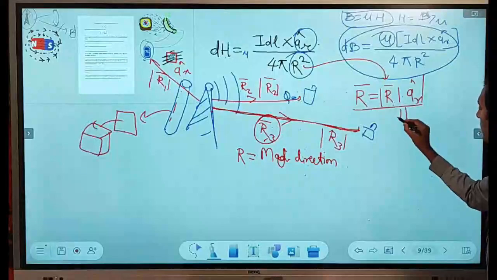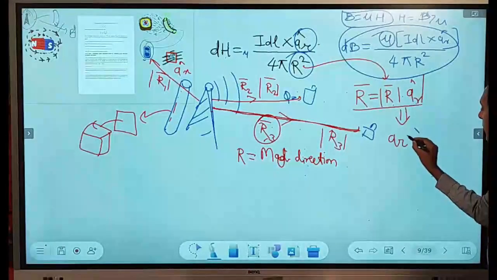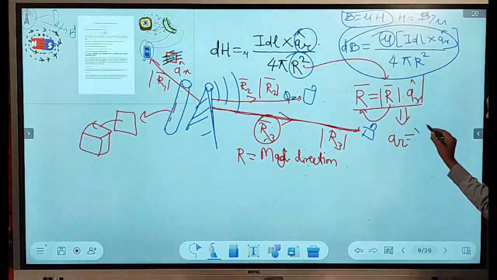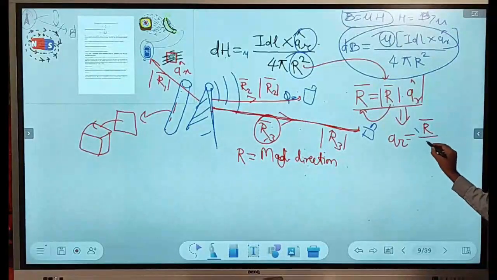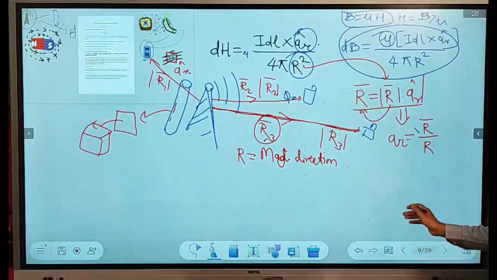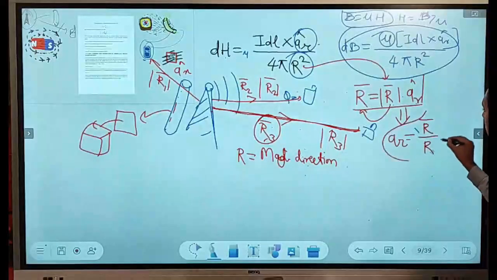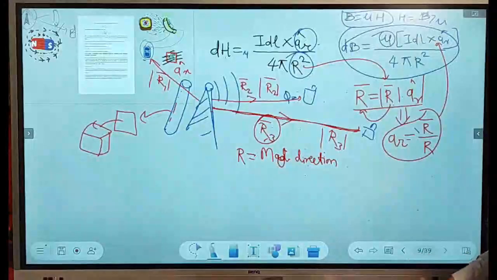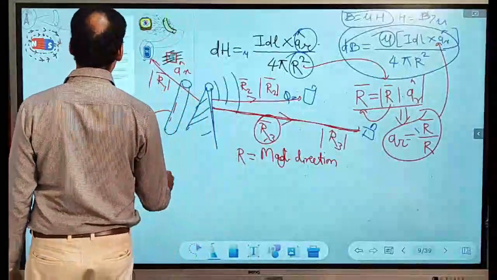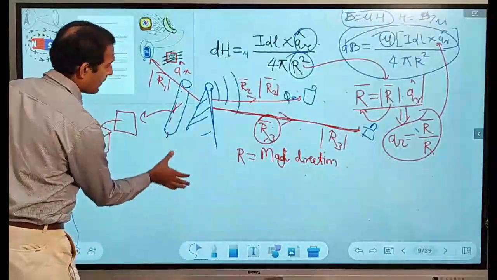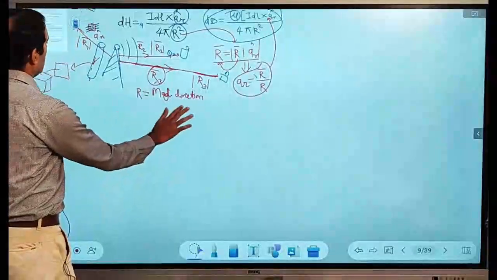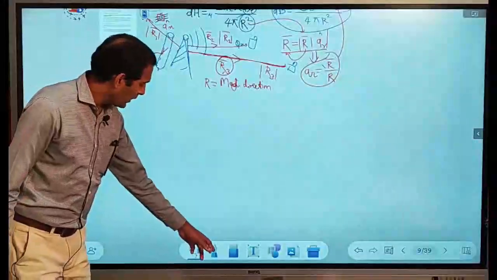From here, what can we say, what is AR cap equal to? Or simply AR equal to? We'll shift this term there. So what can we write? It will be R bar divided by mod of R, or simply R. So can we keep this value of AR cap in our formula? Yes, we can keep. So what will be the modified formula? We can further modify our formula.